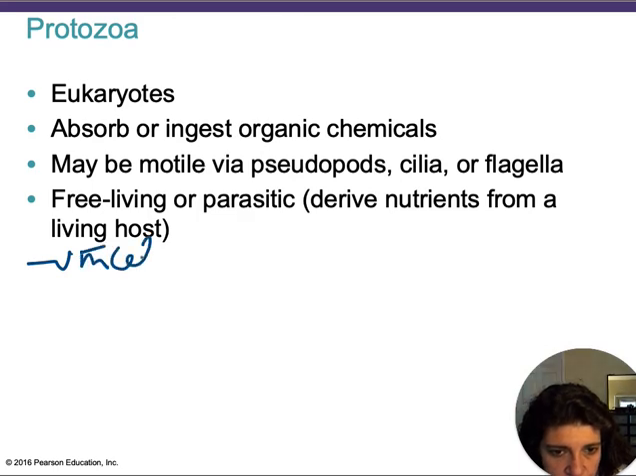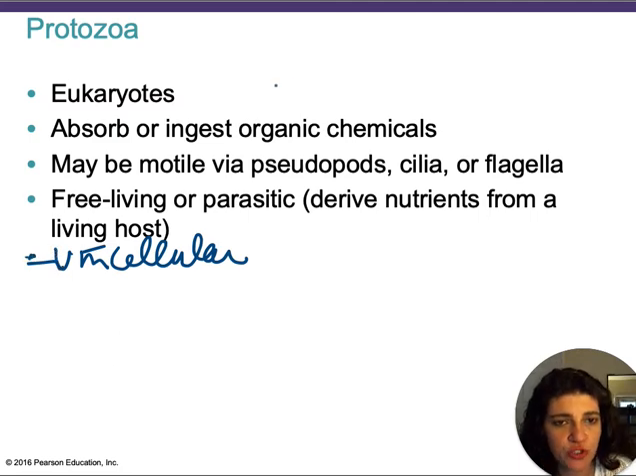Unicellular. Okay, so don't forget that is an important feature of protozoa. They also have nuclei and organelles because they're eukaryotes. They can absorb and ingest chemicals as their nutrients. They are usually motile. When we talk about fungi, I forgot to mention they're not motile. They're usually like a little plant that has a little root, and they just stay there, right?